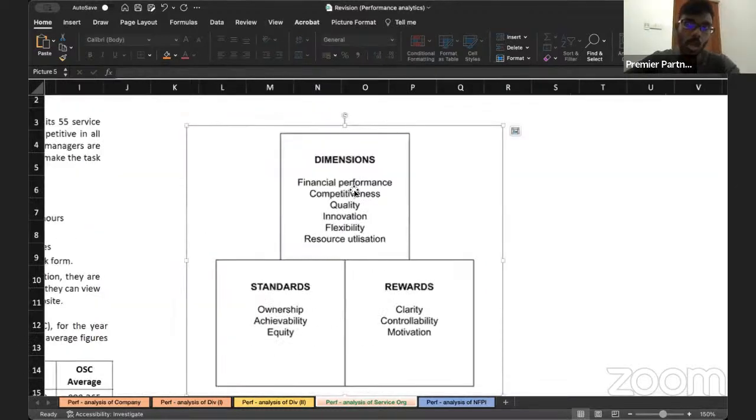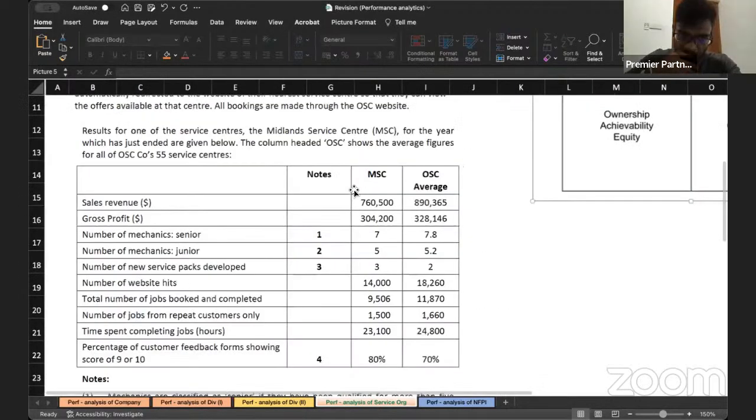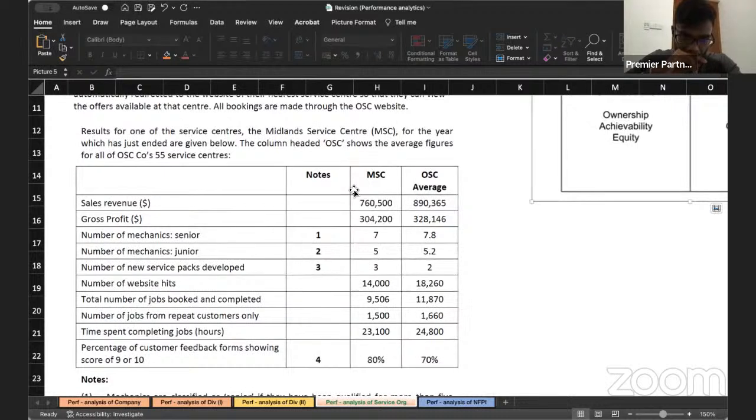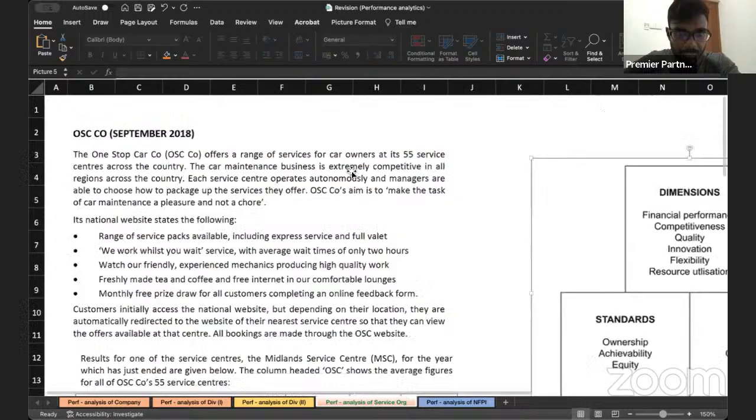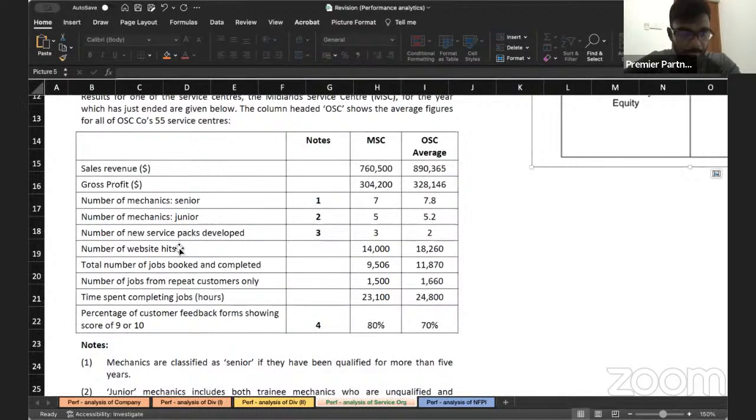Competitiveness. So how competitive you are. People, how do we measure that? Now they say this market is highly competitive. So a lot of people are accessing the web to look at service stations, and they are making reservations online. So you can look at number of hits now. Number of website hits 14,000. Out of 14,000, you have done now 9,500. So you can take that as your competitive metric now, right?